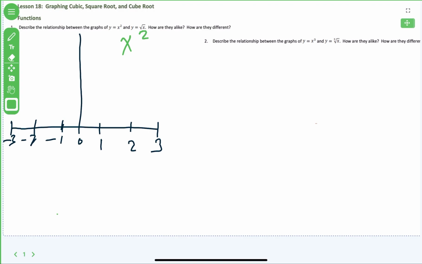So x squared. When x is 0, what is y? 0. Y is 0. When x is 1, y is 1. Let's do some numbers up through here. I got 1, 2, 3, 4, 5, 6, 7, 8, 9, and 10. So when x is 1, y is 1. When x is 2, y is 4. When x is 3, y is 9.